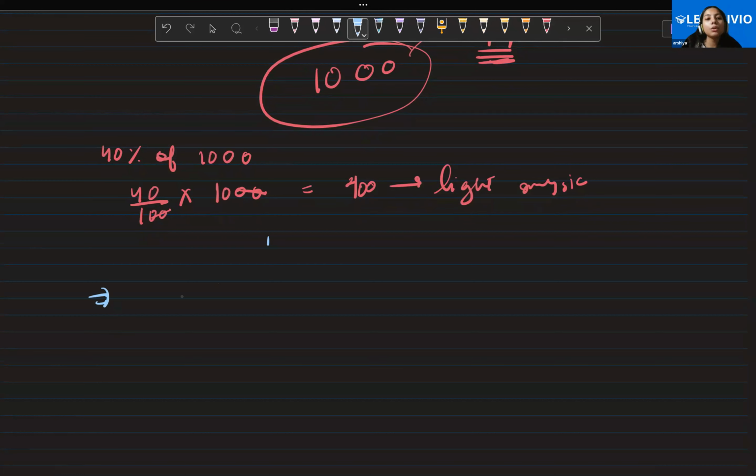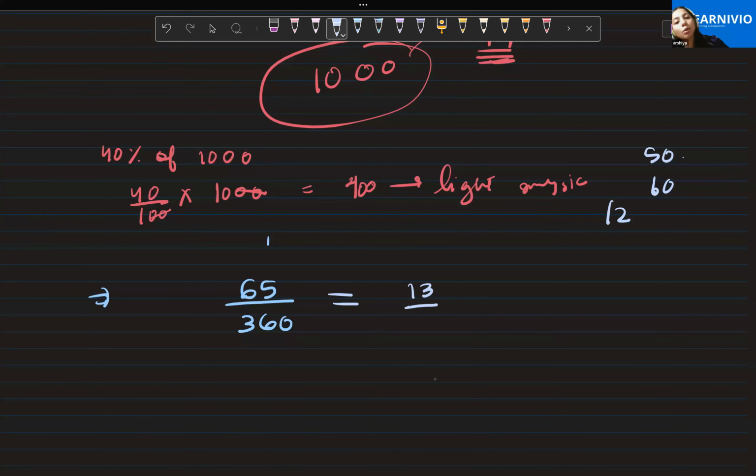Okay. So we have 65 upon 360 multiplied by 540. Let's just simplify this first. Both of the numbers are divisible by 5. So 65 comes in how many times? 13. And 360 divided by 5, in which number's table? In 5's table.